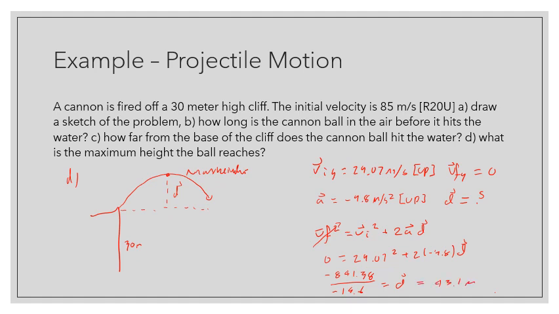So in order to find the max height, that's equal to 43.1 plus 30, so that's equal to 73.1 meters. This is how you would approach a projectile motion question.